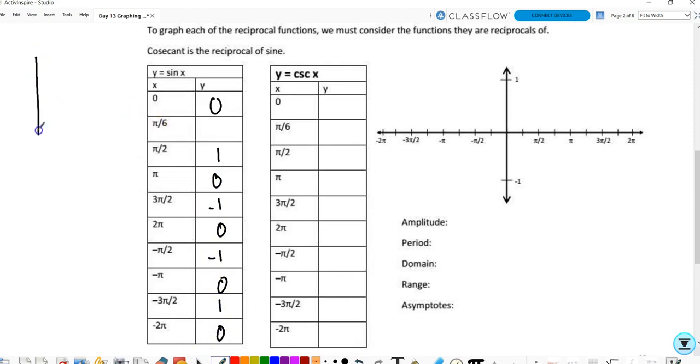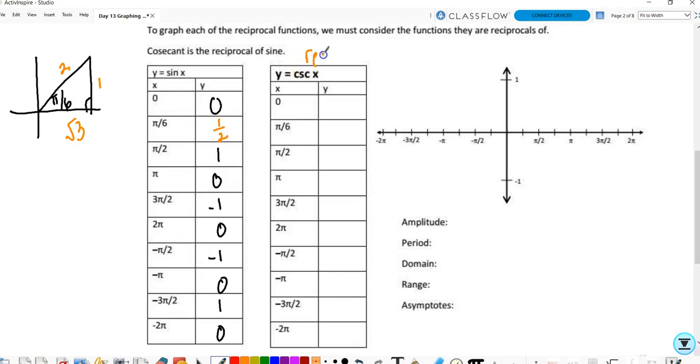And let's do sine of pi over 6. These special right triangles are always going to keep coming up. You cannot avoid them. So sine of pi over 6 is 1/2.